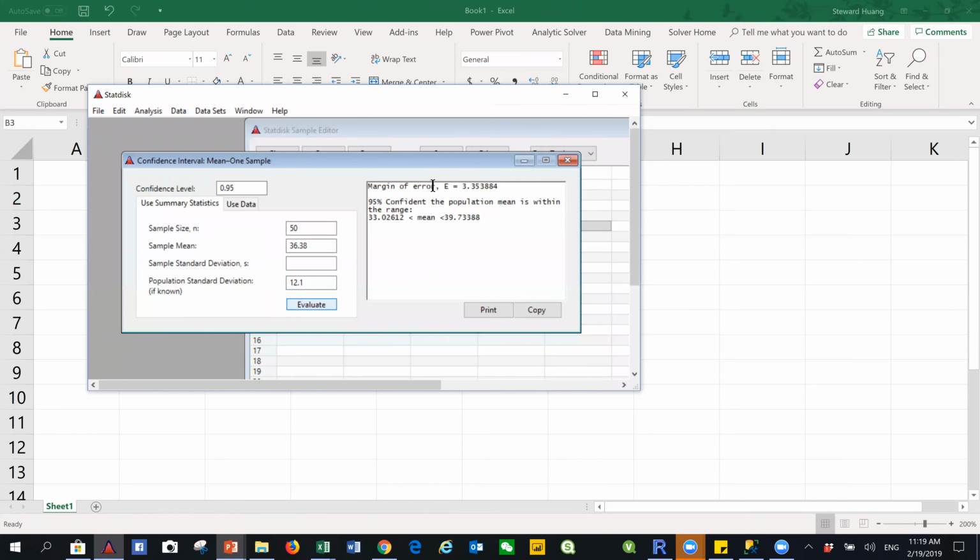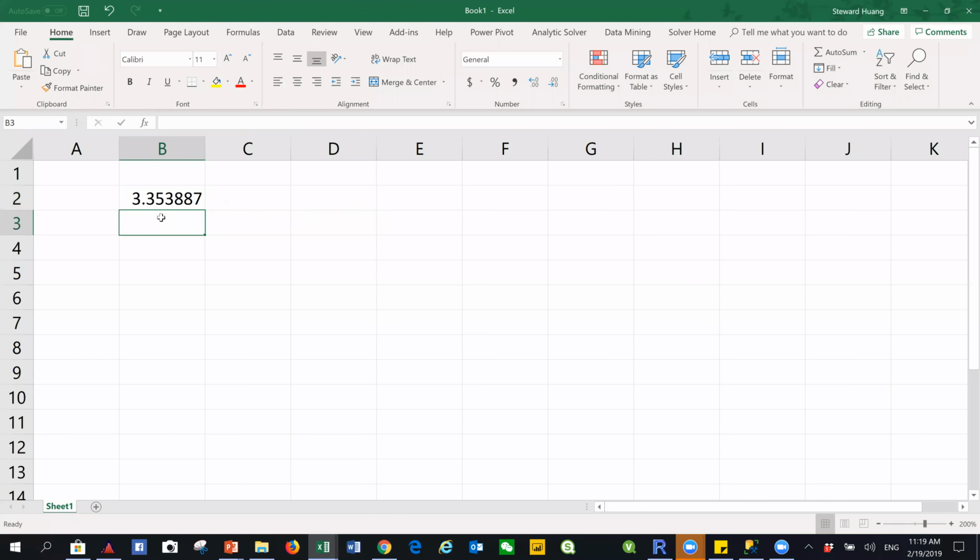So then you plug this in, CONFIDENCE.NORM gives you the margin of error. So you just plus or minus this with the sample mean, and then you will get the upper bound and lower bound for the confidence interval. Okay.